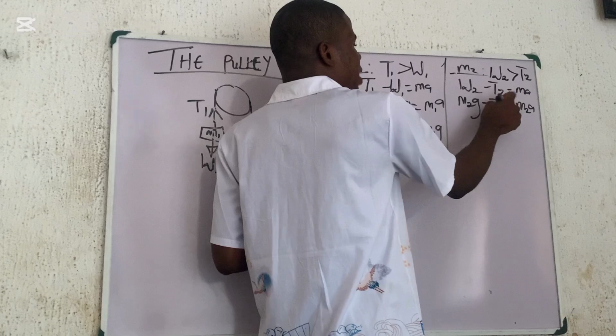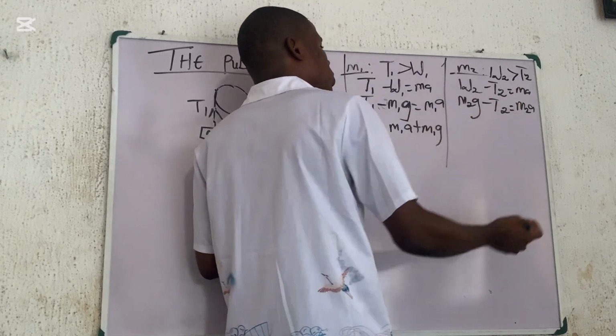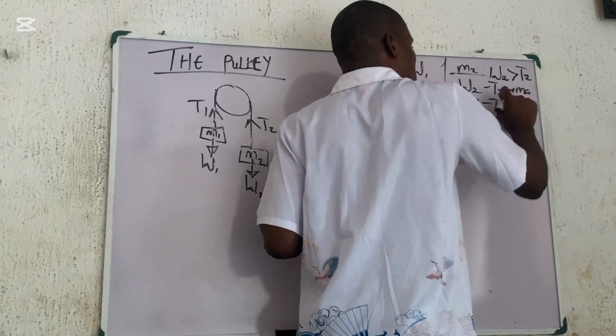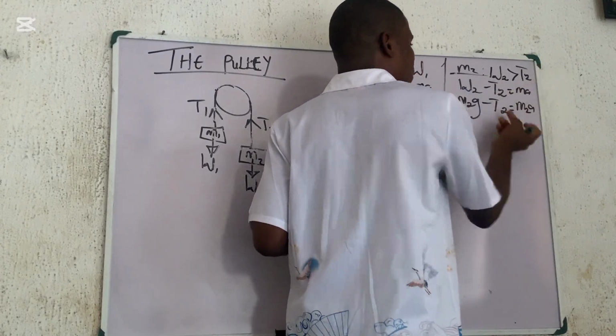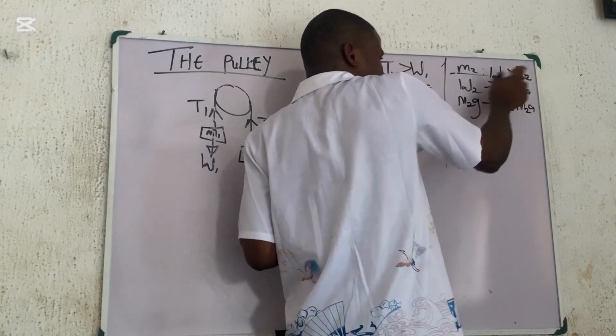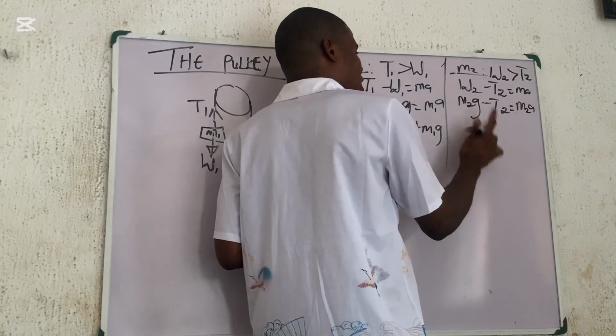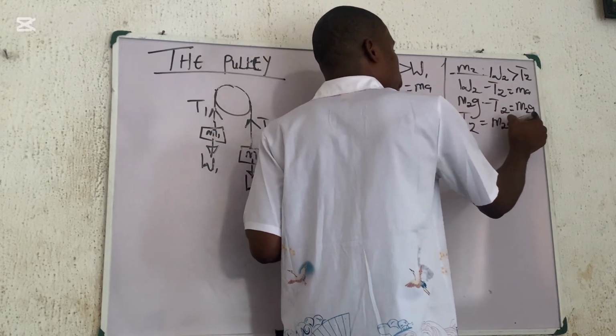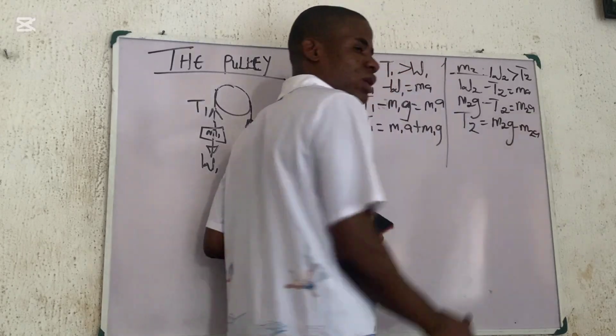Now, if I try to make T2 the subject of the formula, what am I going to do? I have to move my minus T2 over, and when my minus T2 crosses the equality sign, it changes to plus T2, and M2A has to come over here. It becomes minus M2A. So what am I trying to say in essence? That the formula of T2 is equal to M2G minus M2A.